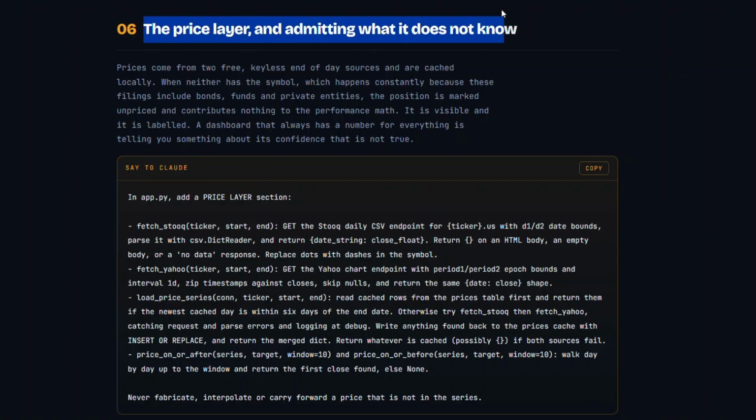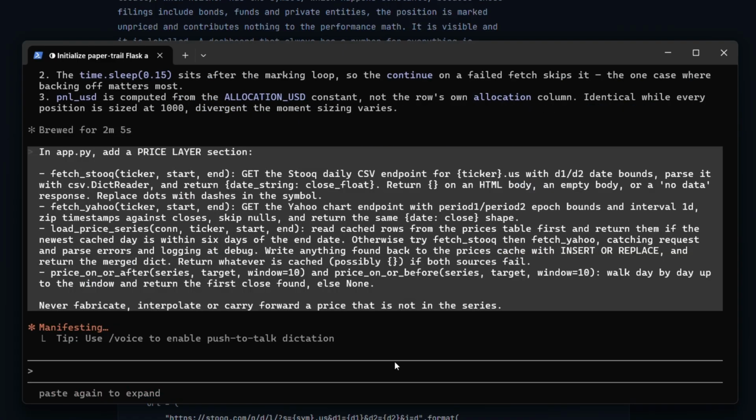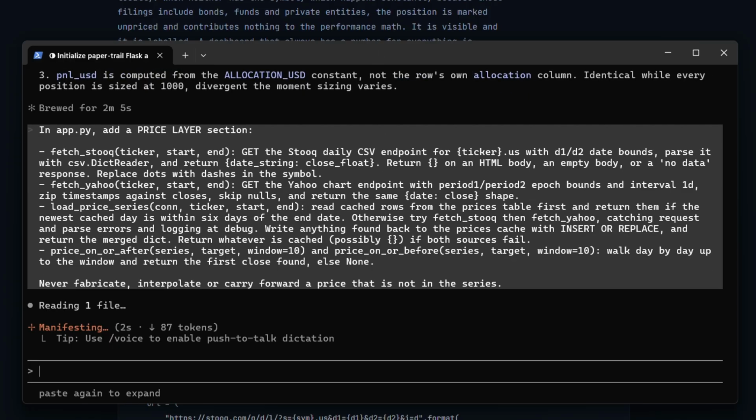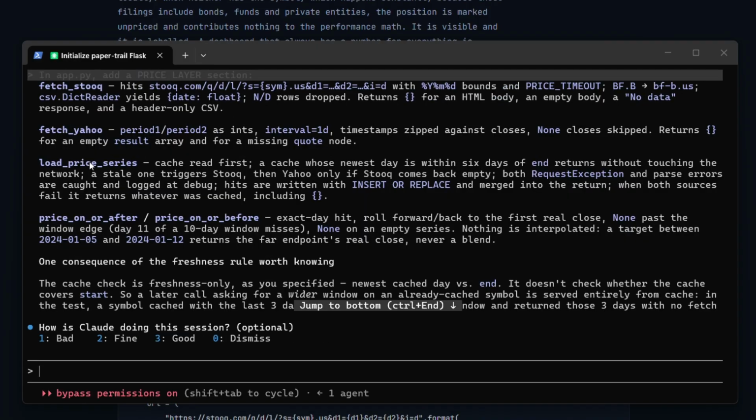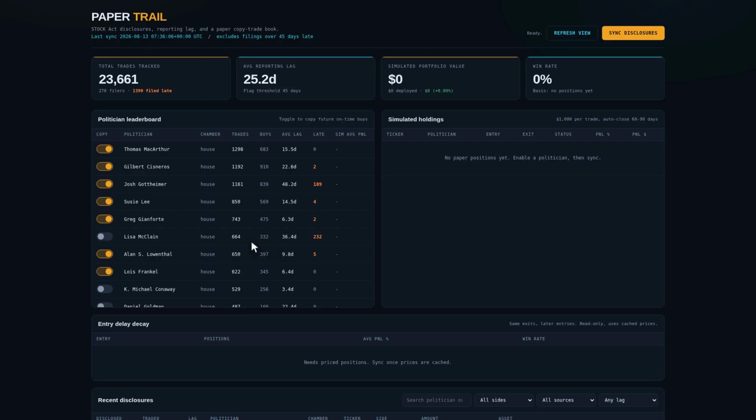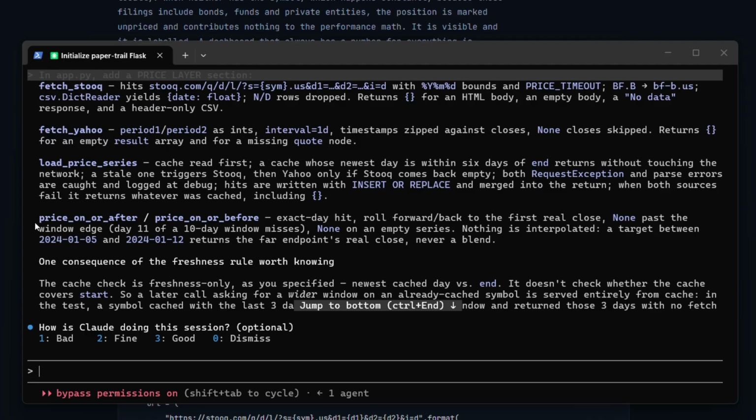Sixth prompt handles pricing, and this is the part of the build I want you to look at hardest. We pull daily closes from a free source, fall back to a second free source, and cache everything locally, so a refresh costs nothing. And when neither source has the symbol, which happens because these filings include bonds, funds, and private entities, the position is marked unpriced and it stays out of the performance math entirely.